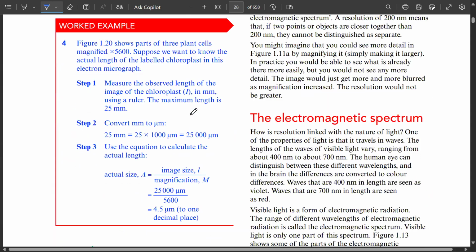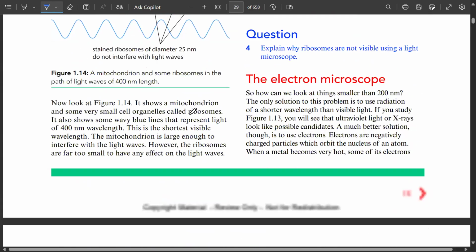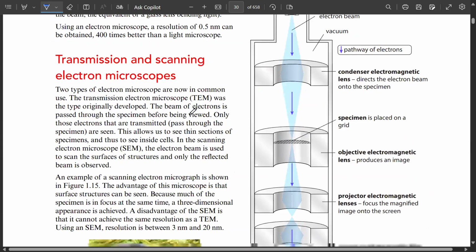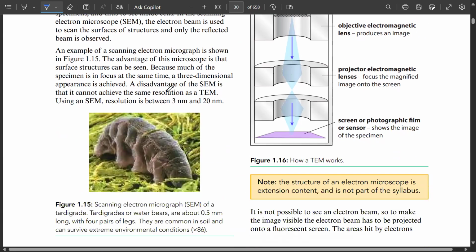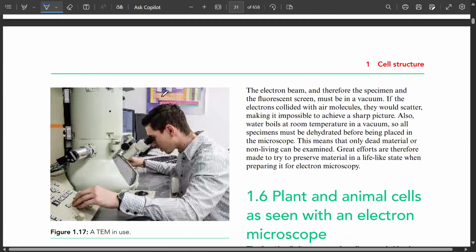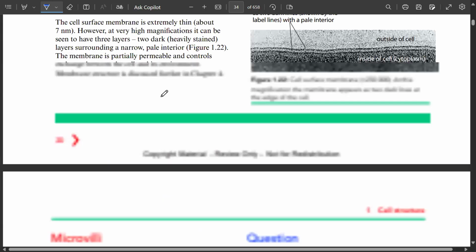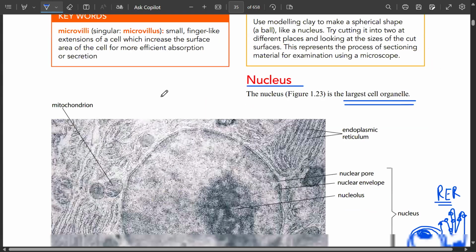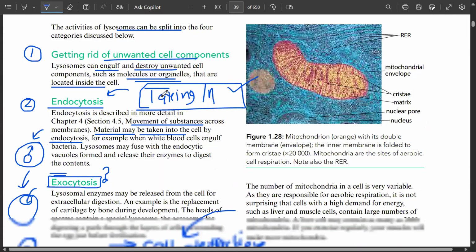This formula is important. Electron microscopy, this is not that important. Okay? You can skip this chapter. The electron microscopy, transmission and scanning, very important. The difference between these two types of electron microscope. Difference between light and electron and difference between transmission electron and scanning electron is important. Then the different structures, the labeling of animal cell, labeling of plant cell, microvilli, no need, nucleus, endoplasmic reticulum. We have covered all of this today.